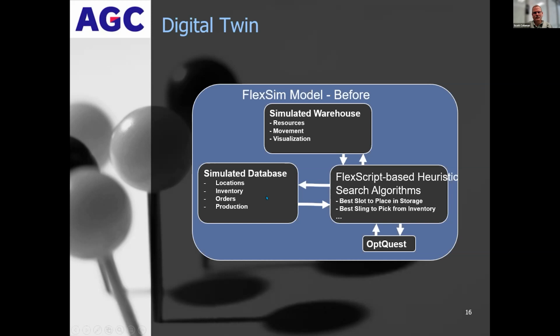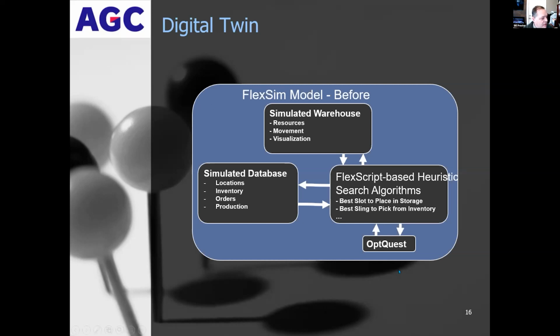And the simulation had a database of locations, of inventory, of what orders to run, what production was coming out of the glass areas. And so these were feeding this FlexScript-based heuristic search algorithm. So there were some heuristics that had been built into the model that whenever glass was made, it would go to that heuristic and say, okay, what kind of glass is this? Where do I want to put it? It would score all the different locations and come up with the best location. And we used OptQuest as part of that to try to optimize the best locations, the best strategy.